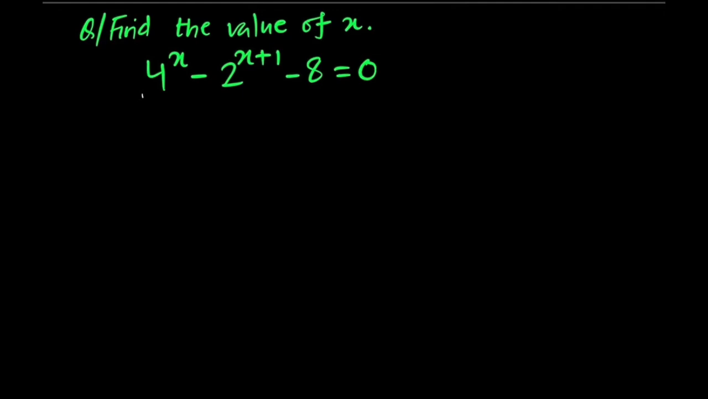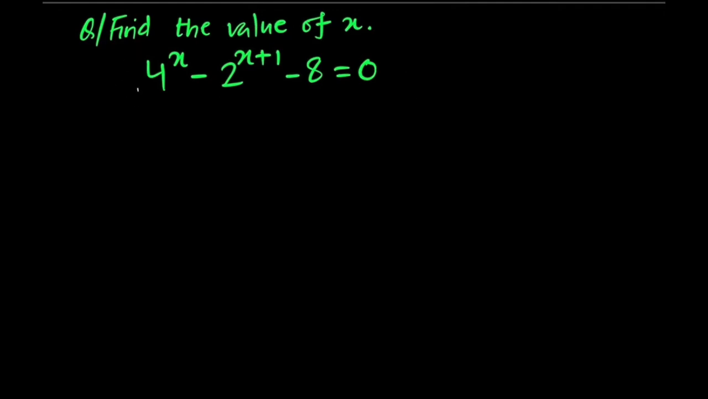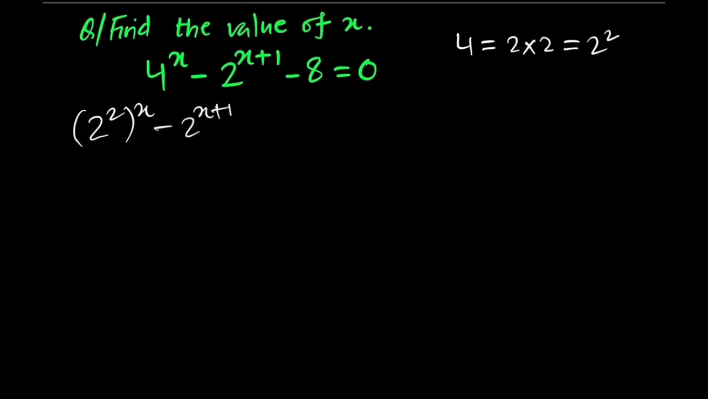Hello guys, let's find the value of x for this exponential equation. So the first thing I want to do is write this 4 as a power of 2. So I can write this 4 as 2 times 2, which is equal to 2 raised to 2. So substitute 4 equals 2 raised to 2, which becomes (2 raised to 2) raised to x minus 2 raised to x plus 1 minus 8 equals 0.